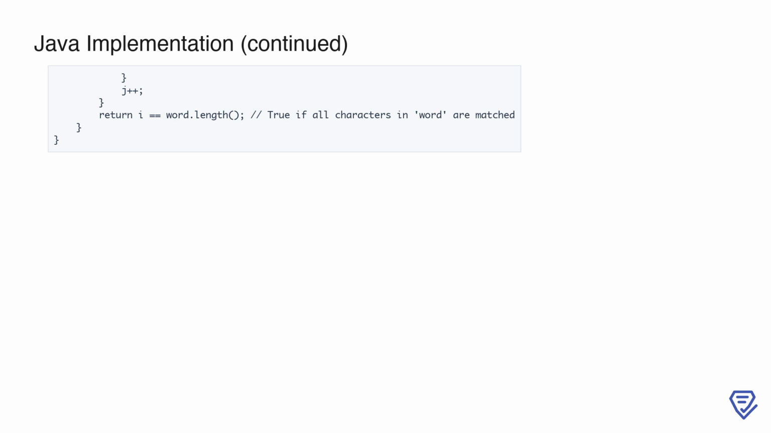After the loop, we check if i has reached the end of word. If it has, it means all characters in word were found in order within S, so we return true. Otherwise, we return false, indicating that word is not a subsequence of S.